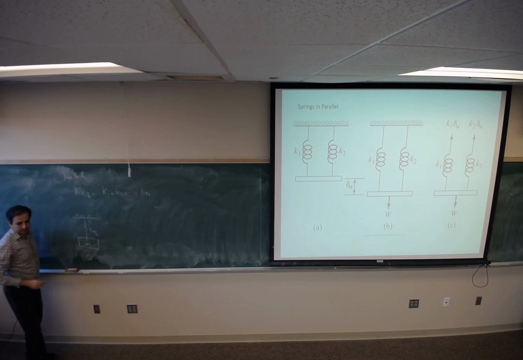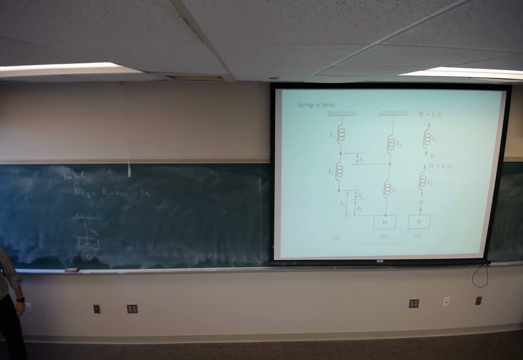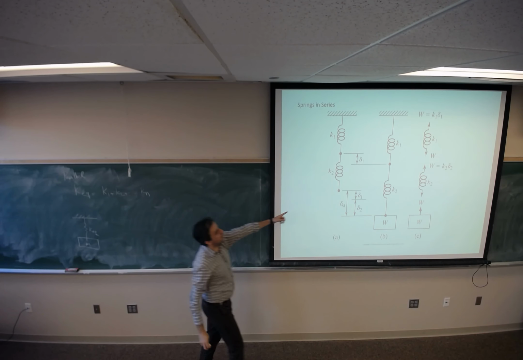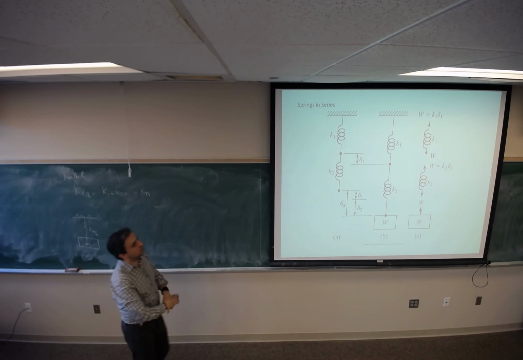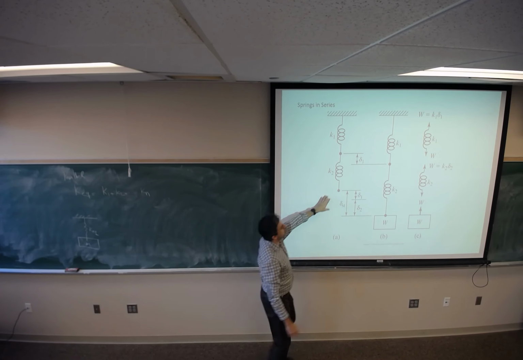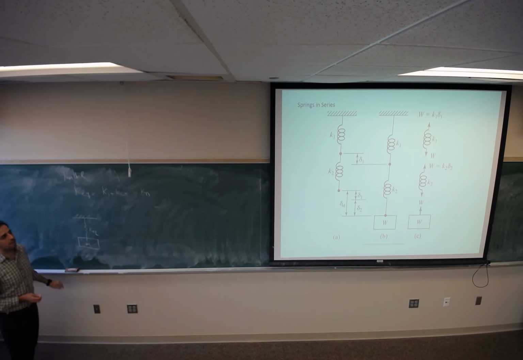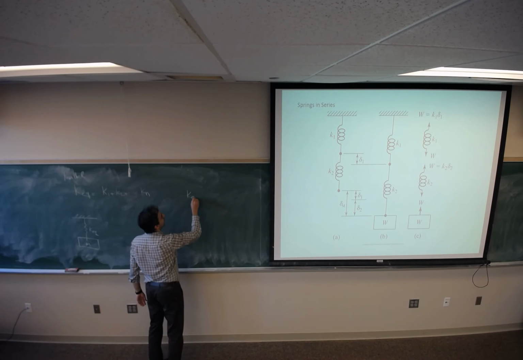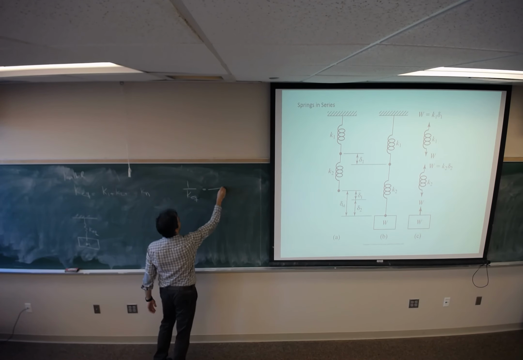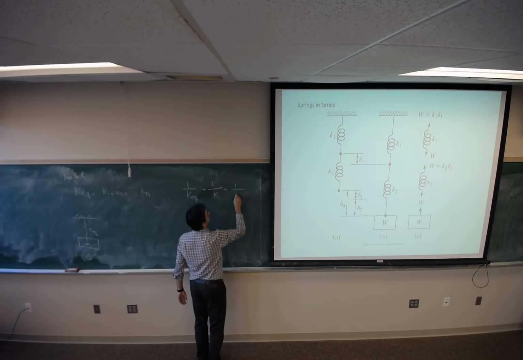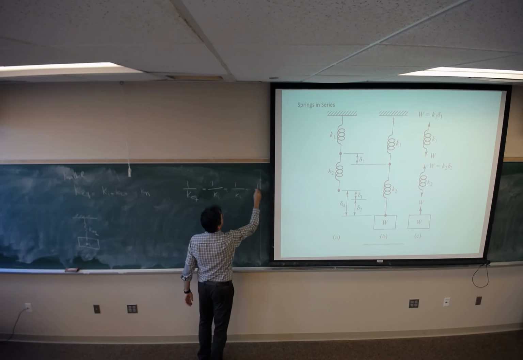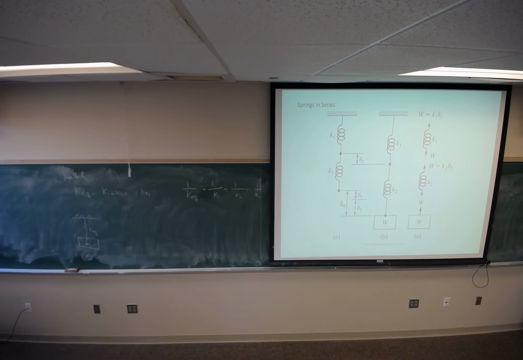For series, we have the same magnitude of the force on the springs. So when you apply force or weight here, since it's a rope, you are going to see the same amount of force. We call it springs in series. So K equivalent is going to be, we can find the equivalent stiffness by using the formula for springs in series.